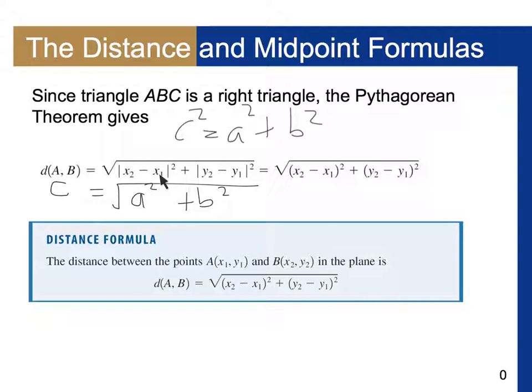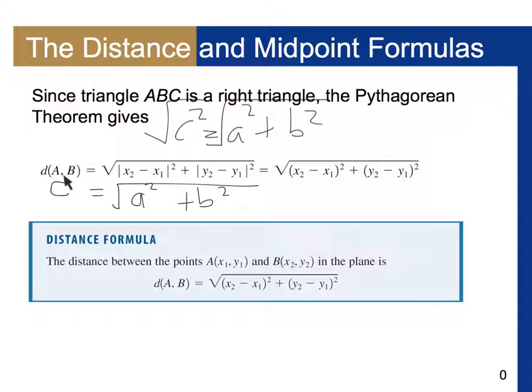Okay, x2 minus x1 is our a, so we have the absolute value of x2 minus x1, squared, is a squared. The absolute value of y2 minus y1, squared, is b squared. So there's our c equals the square root of a squared plus b squared. We got that by taking the square root of both sides here with our Pythagorean theorem. Okay, so that's how we get this here.